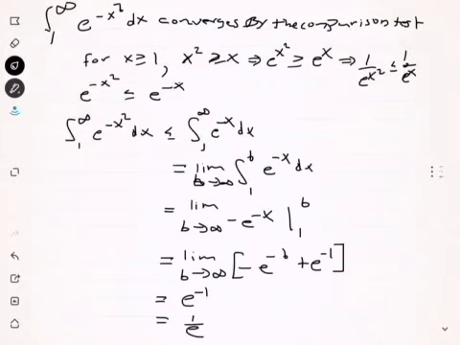So the comparison test says that if you can find another function bigger than that function, and the integral of that bigger function is convergent, then the integral of the smaller function is convergent.